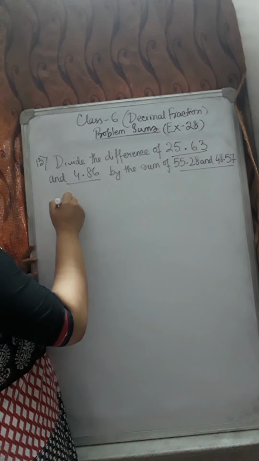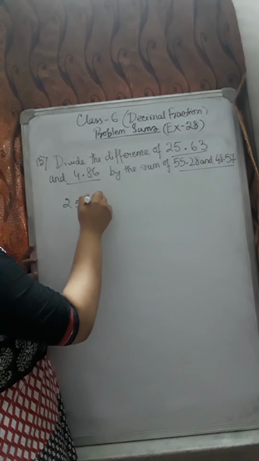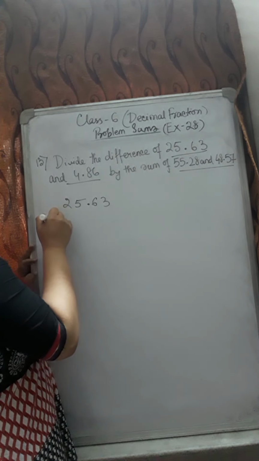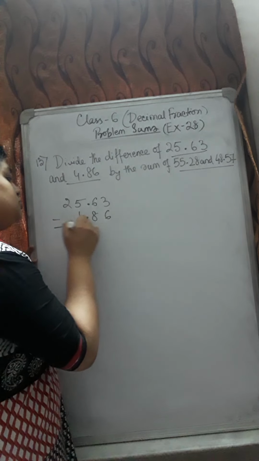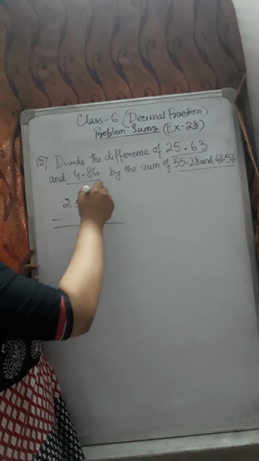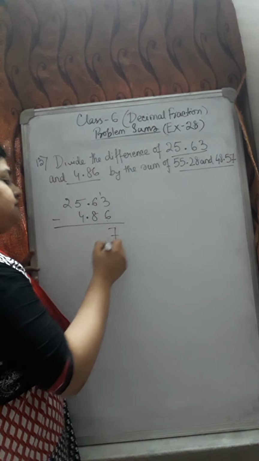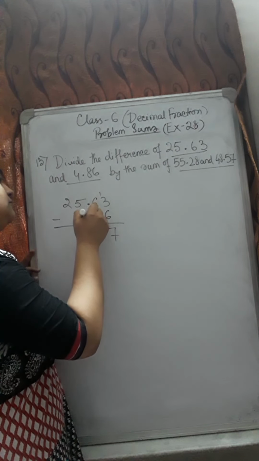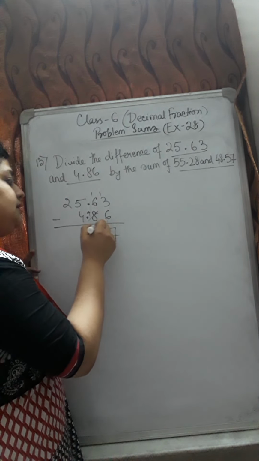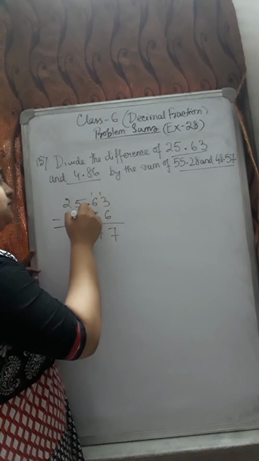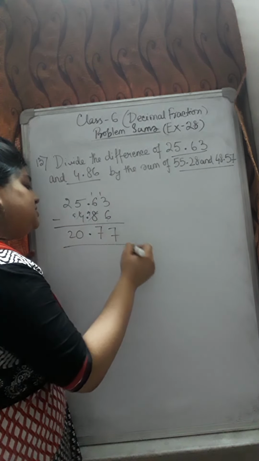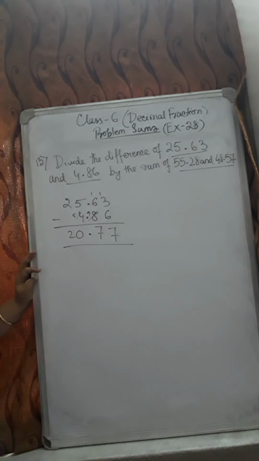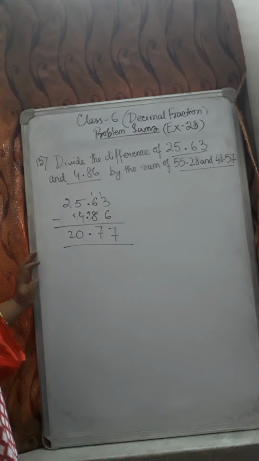So first of all, we will find the difference. 25.63 and 4.86 is given. So just find the difference. 13 minus 6, returning 1, 16 minus 9, returning 1, so it is 20.77. The difference between the two numbers is 20.77.